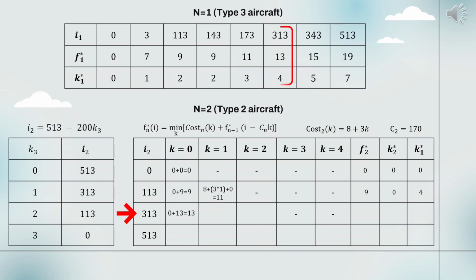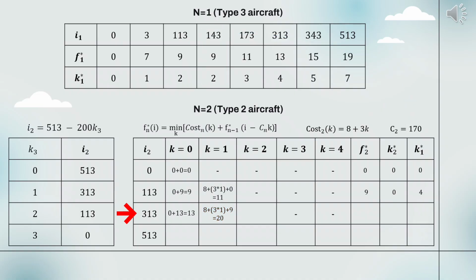In row 3, I2 equals 313. If we select 0 Type 2 aircraft, the current cost is 0, and the optimal cost for 313 passengers from the previous stage is 13, making the total cost 13. If we select 1 Type 2 aircraft, the current cost is 11. The number of remaining passengers is 313 minus 170 equals 143. The optimal cost for this number from the previous table is 9, making the total cost 20.